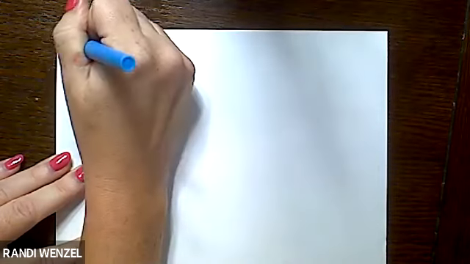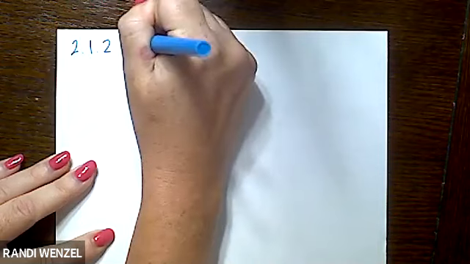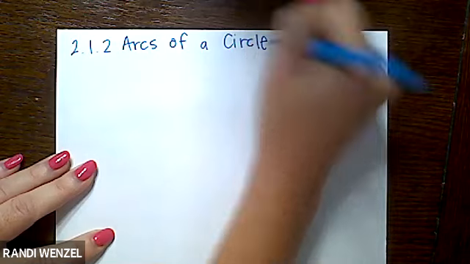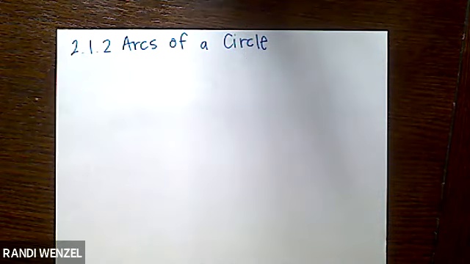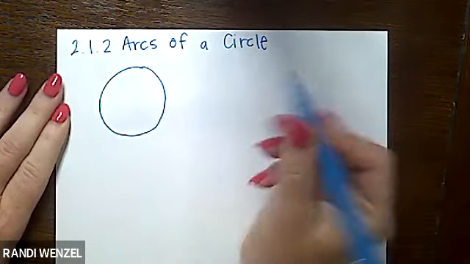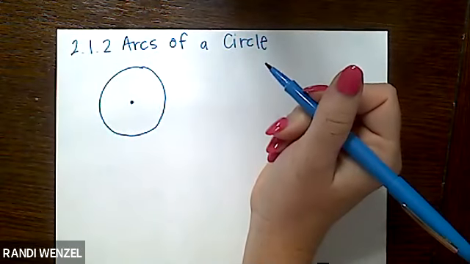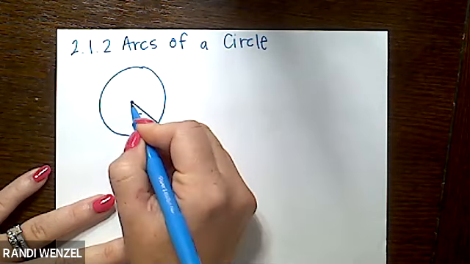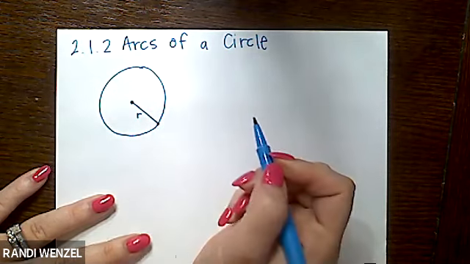All right, so this lesson is 2.1.2, arcs of a circle. So if you remember, I said chapter 2 is all about circles. So far, we have talked about parts of a circle. So if we have a circle, remember, we have a center. That's our center. Remember, we've also talked about how a circle has a radius, and the radius is always from the center to a point on the circle.